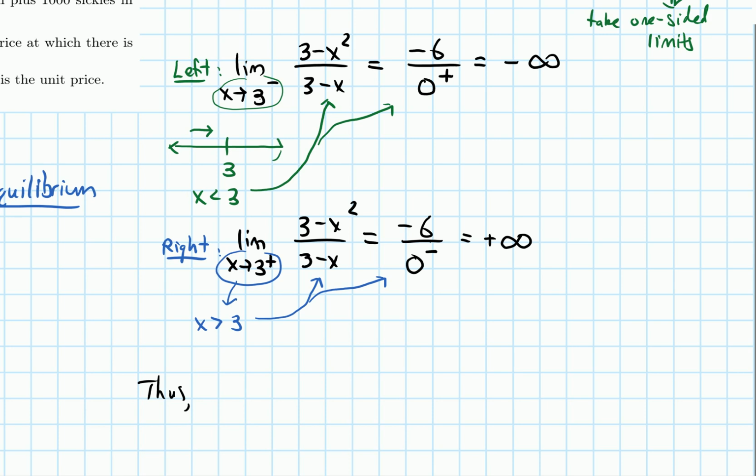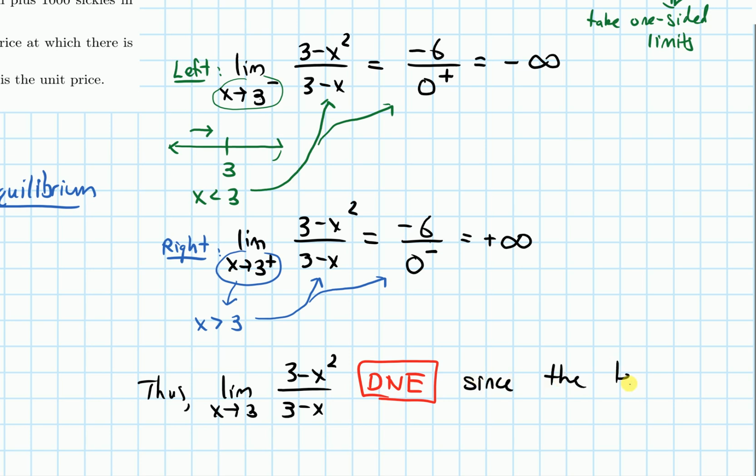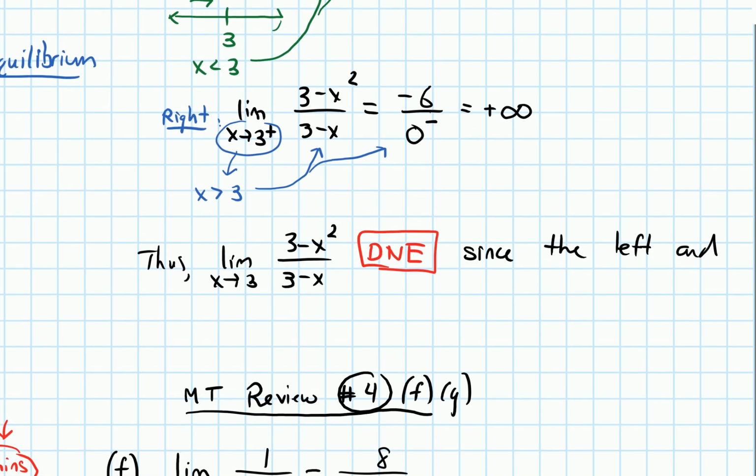So we've done these one-sided limits. That means our overall limit, the limit as x approaches 3 of (3 minus x squared) over (3 minus x), does not exist, since the left and right-handed limits are different.